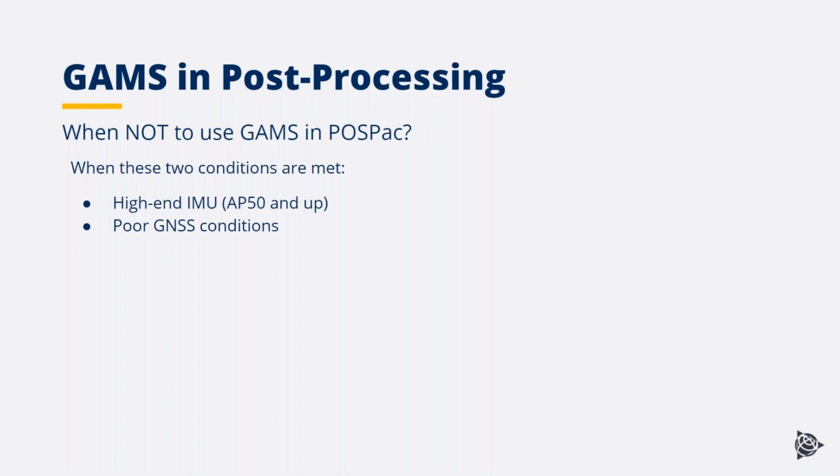The word poor is here a bit difficult. There's no strict line here. I would say that many typical MX9 or any mobile mapping missions are in somewhat poor GNSS conditions, because we are collecting data in the cities, under trees, under bridges, under tunnels, and so on. So when you have this kind of case, you should compare if you want to use it or not.